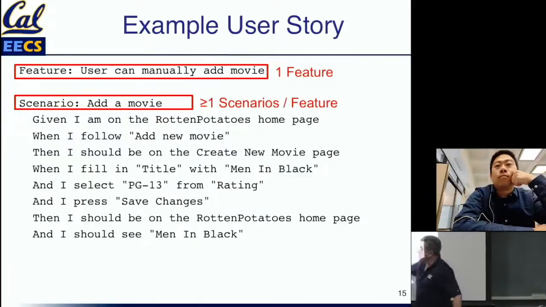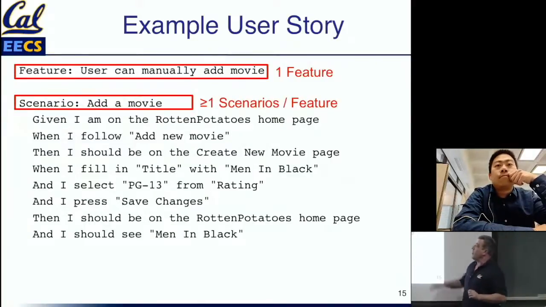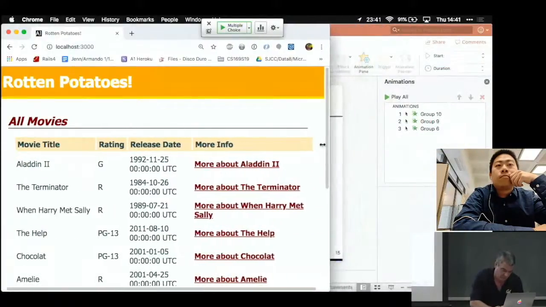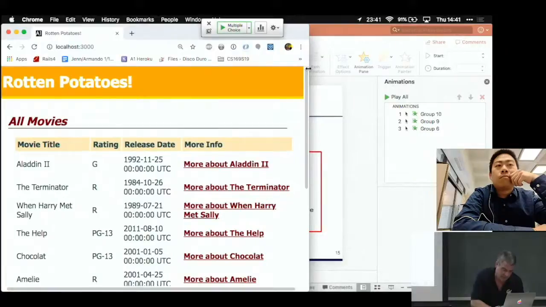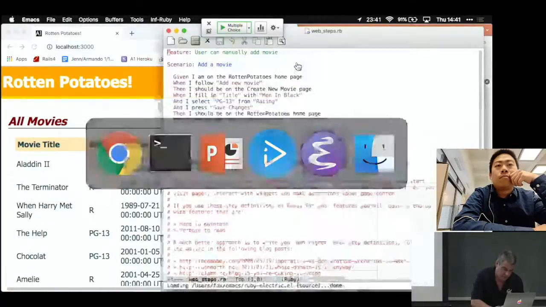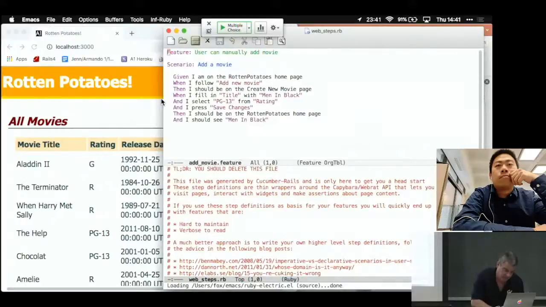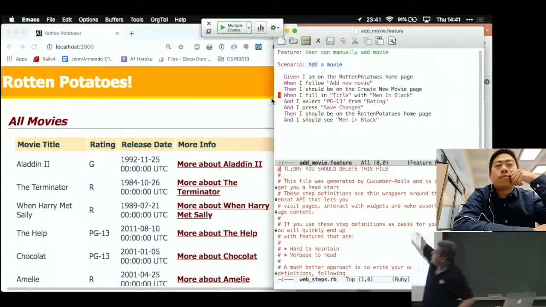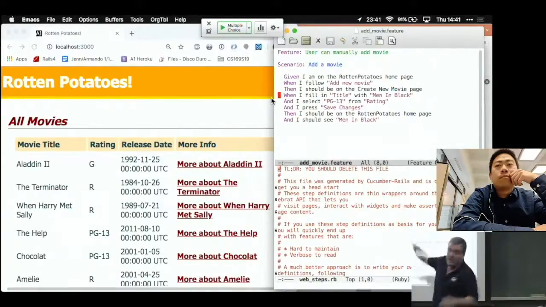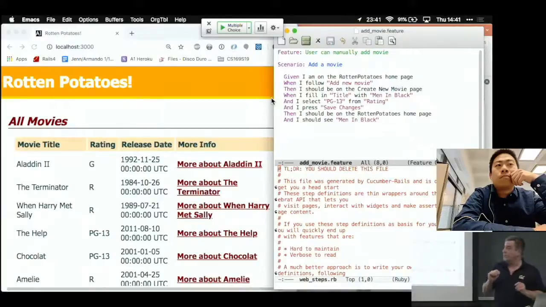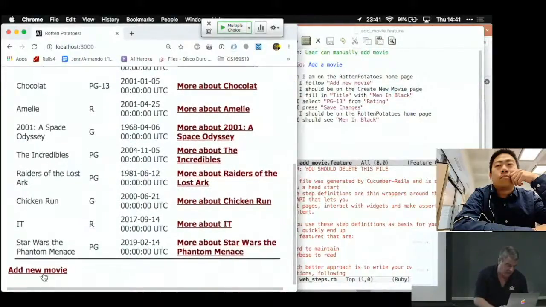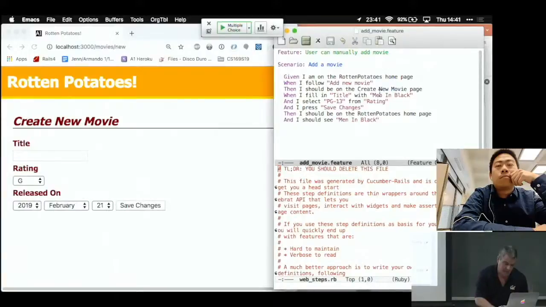And if they follow this set of steps and step through all of the screens, then this is what should actually happen. So here's my simple Rotten Potatoes app, which you've all seen before. I'm going to compress the window here so that we can see both the window and the top half of my editor. On the right, that's the exact set of steps that was on the slide. So if I follow it like a script: given I'm on the home page, which I am, when I follow the link for add new movie, there's the link, I follow it, then I should be on the create new movie page.